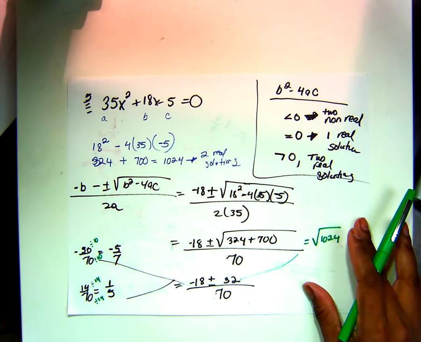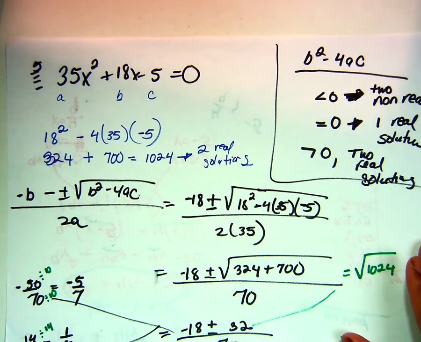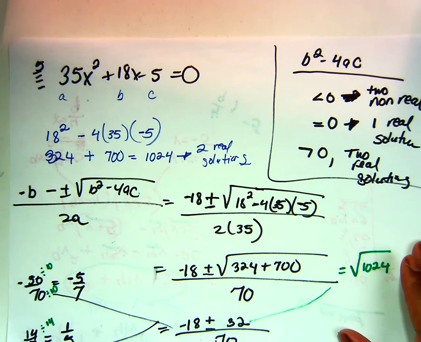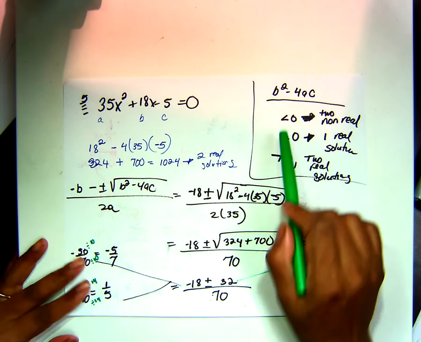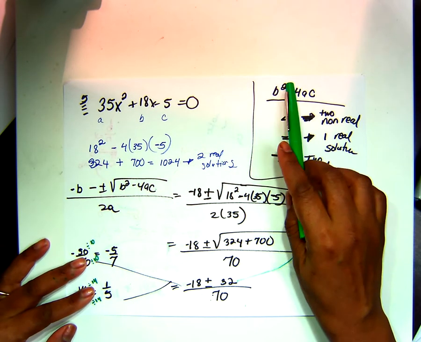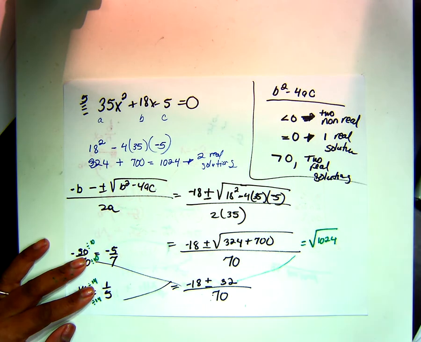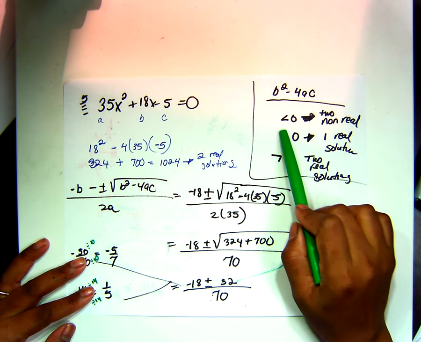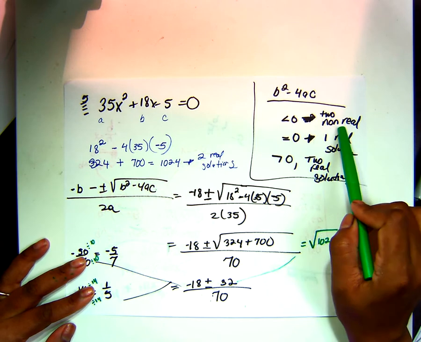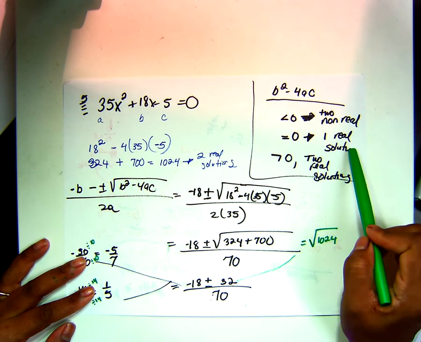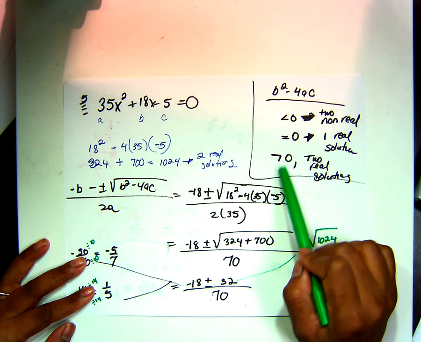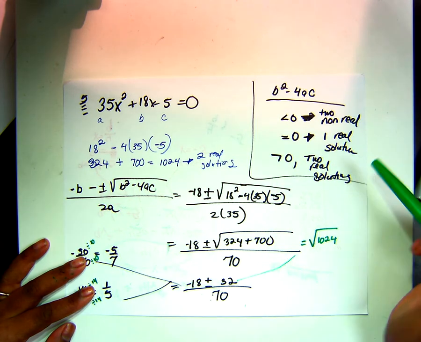By definition, the discriminant is very relevant to the quadratic formula itself. In fact, it's everything that was actually in the square root. So the discriminant is b squared minus 4ac. To determine what type of solutions you're going to have: if your discriminant is less than 0, there are going to be 2 non-real answers. If it equals 0, it's 1 real solution. And if it's greater than 0, it's 2 real solutions.